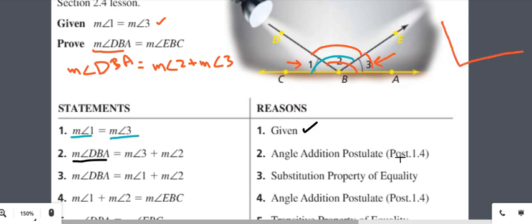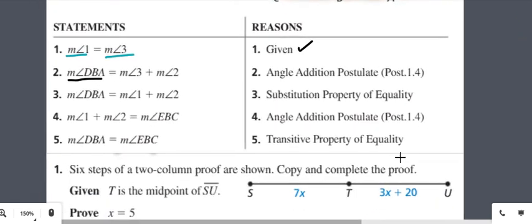For example, if you are given two angles, then this total angle would be the sum of these two angles. This total angle is the sum of this one and this one. So by using that postulate, we can write this.